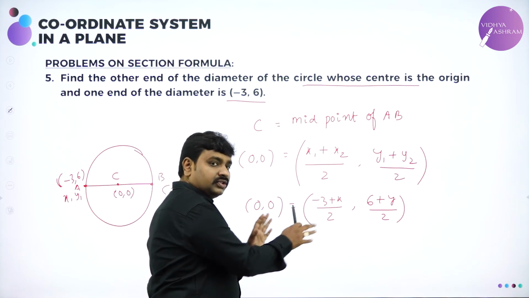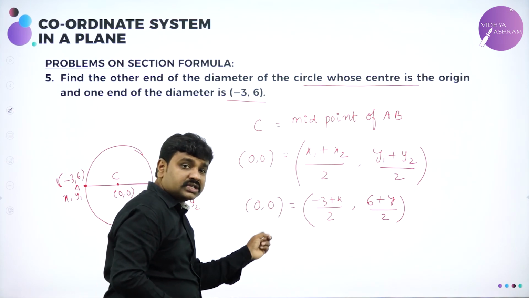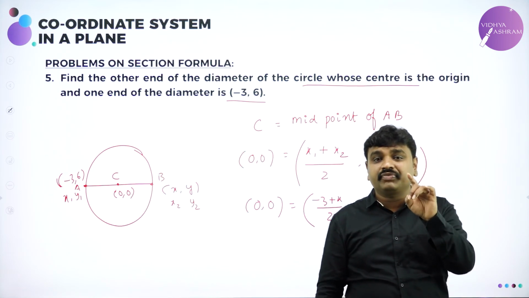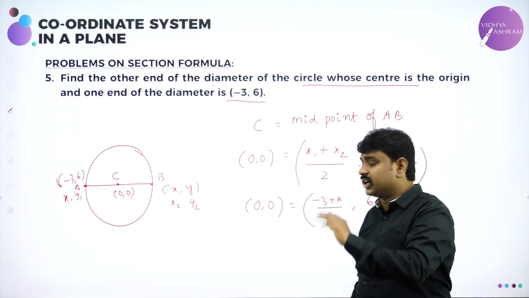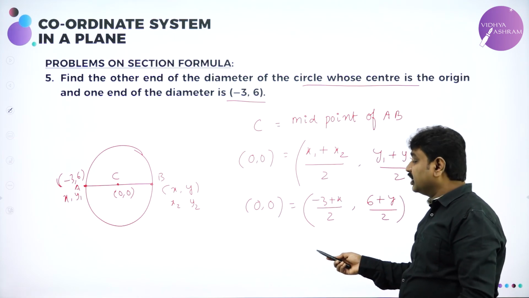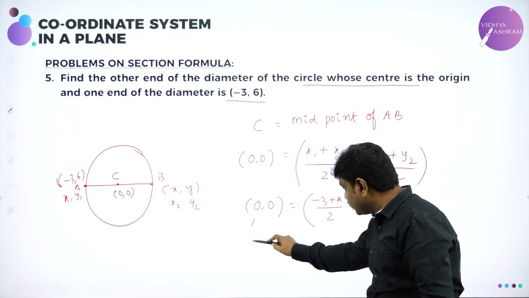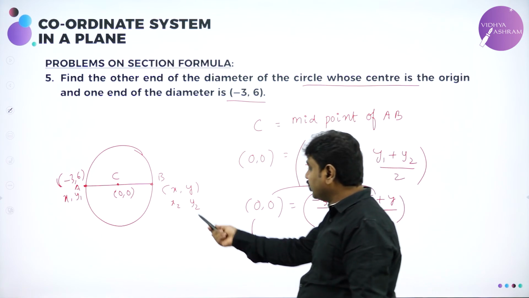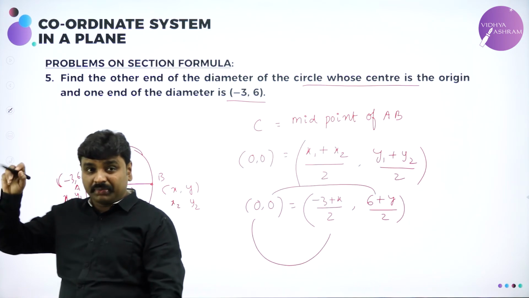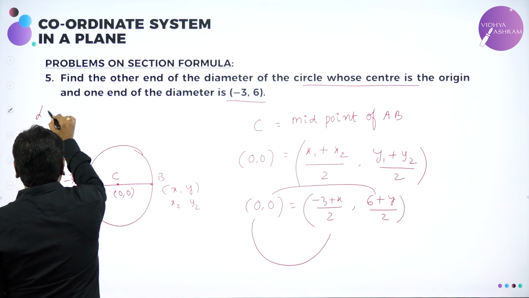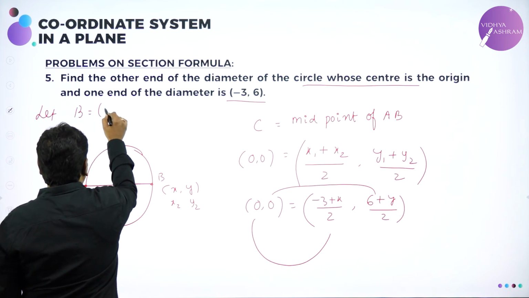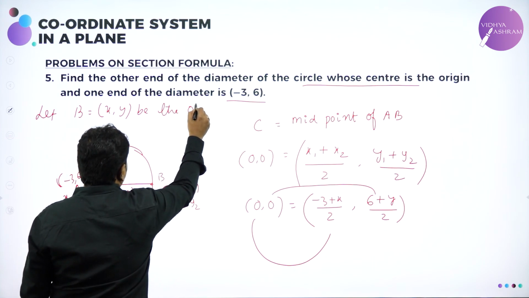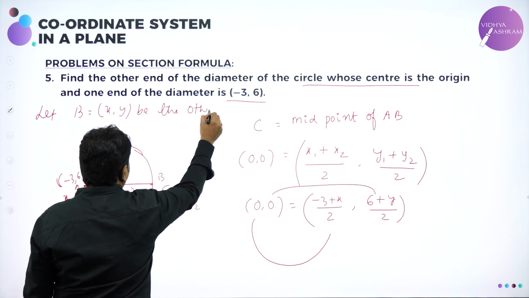Now we got this. Here you observe two points are equal. Very, very important: if two points are equal, then the corresponding x coordinates are equal and y coordinates are equal. You can equate first with first, meaning x with x and y with y. If you do that, you will get x, y, the other end. So in the beginning we have to mention, we need to find the other end. Let B equal x comma y be the other end of the diameter.